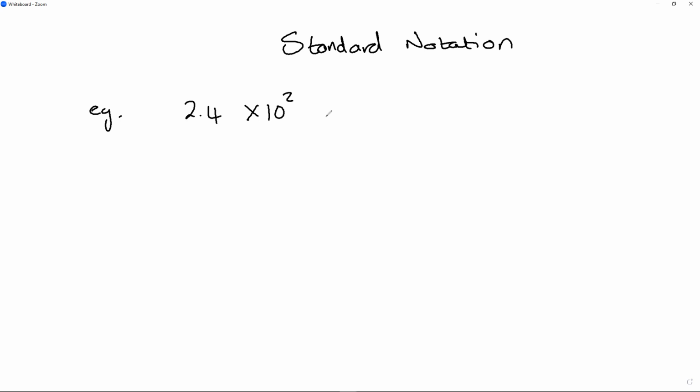Right, so standard notation. Quick recap on this. Standard notation is sometimes also known as scientific notation. An example would be a number like 2.4 times 10 to the power of 2. This is standard notation, and this is ordinary form.